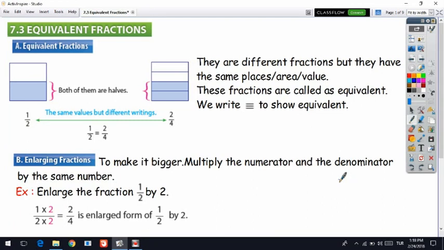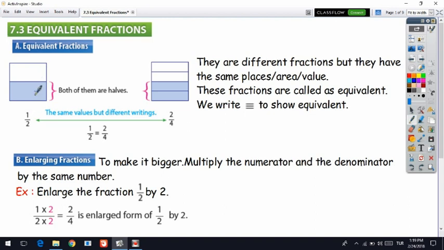Hi everybody, today we are going to talk about a new section, 7.3. 7.3 is equivalent fractions. First of all, on the board we have two shapes. As you can see, this is a shape. Also we have another shape. So we call this shape the fraction 1/2. Why? Because we have two equal parts in a whole.